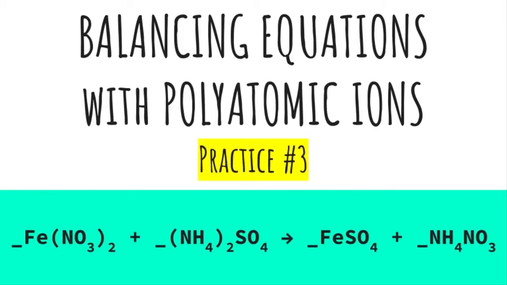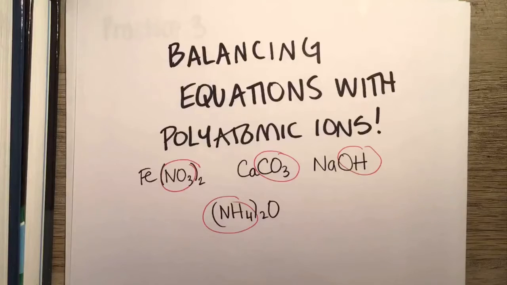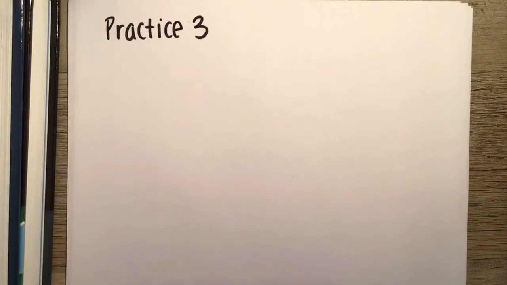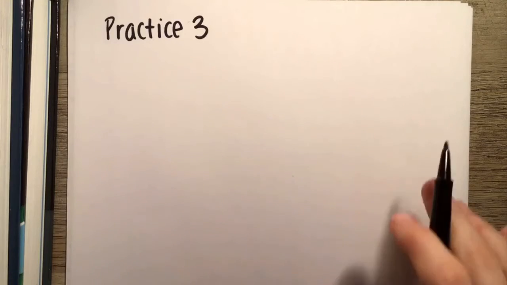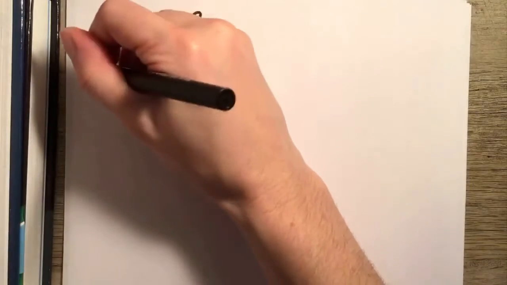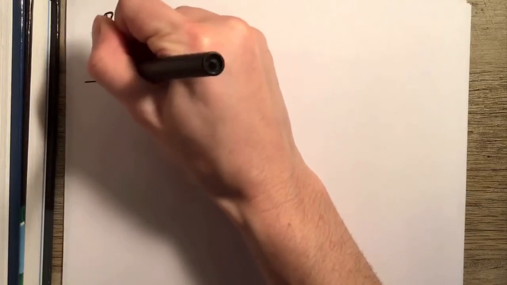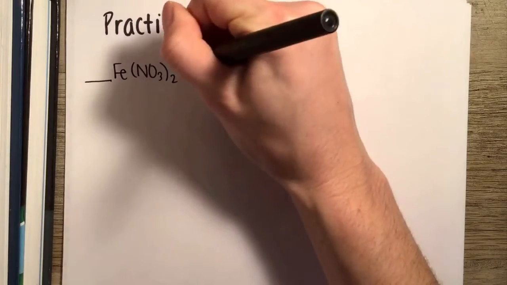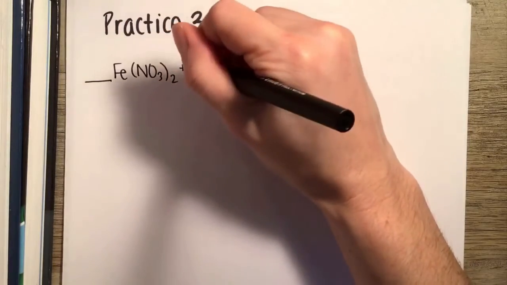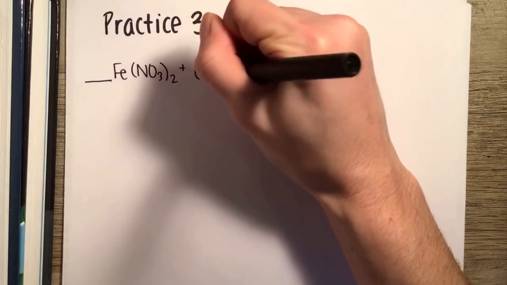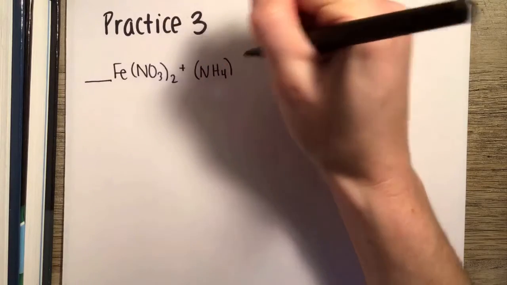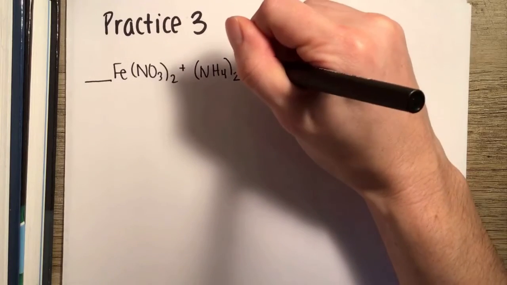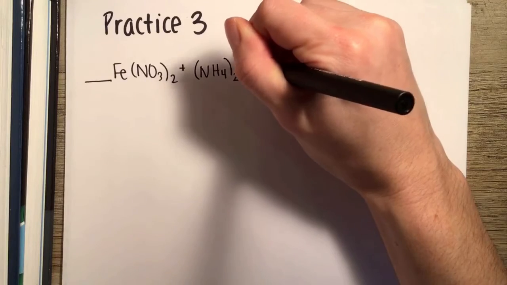Let's do one more balancing equation with a polyatomic ion. So again, we're looking for formulas that contain these groups of atoms in an ion that stay together in the same ratio before and after the reaction. So in this example, we're going to have 3 polyatomic ions, nitrate, NO3, starting off in the compound iron nitrate, FeNO3, ammonium, NH4, is another polyatomic ion, and sulfate, SO4, is another polyatomic ion.